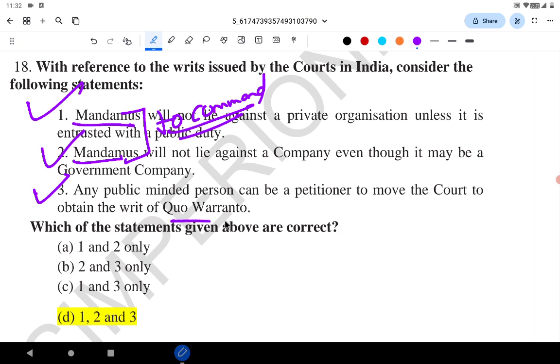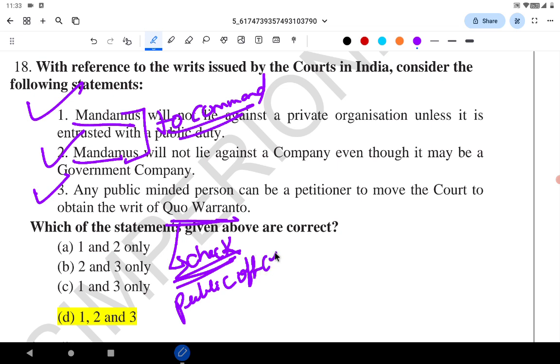What is quo warranto? Quo warranto is to check the legality of the claim of a person to a public office. Somebody claims, I am a district magistrate. In that case, to check whether that claim to the public office is valid or not, whether it is legal or not, quo warranto is done.